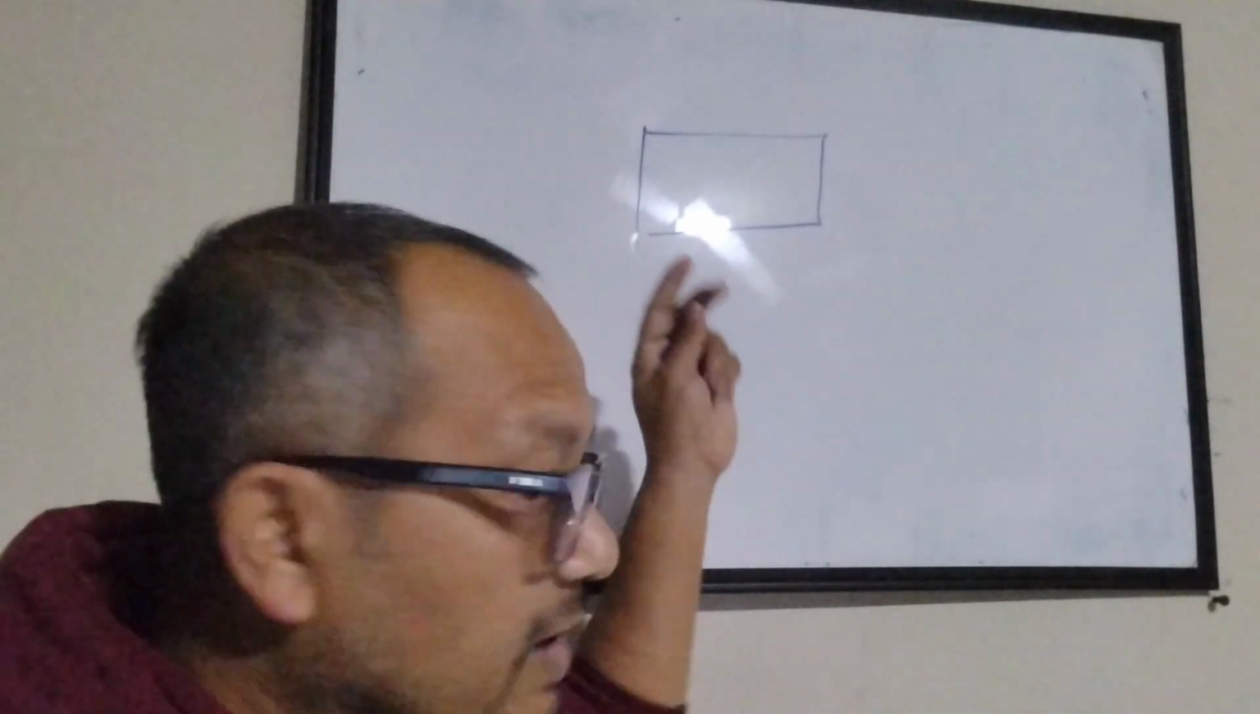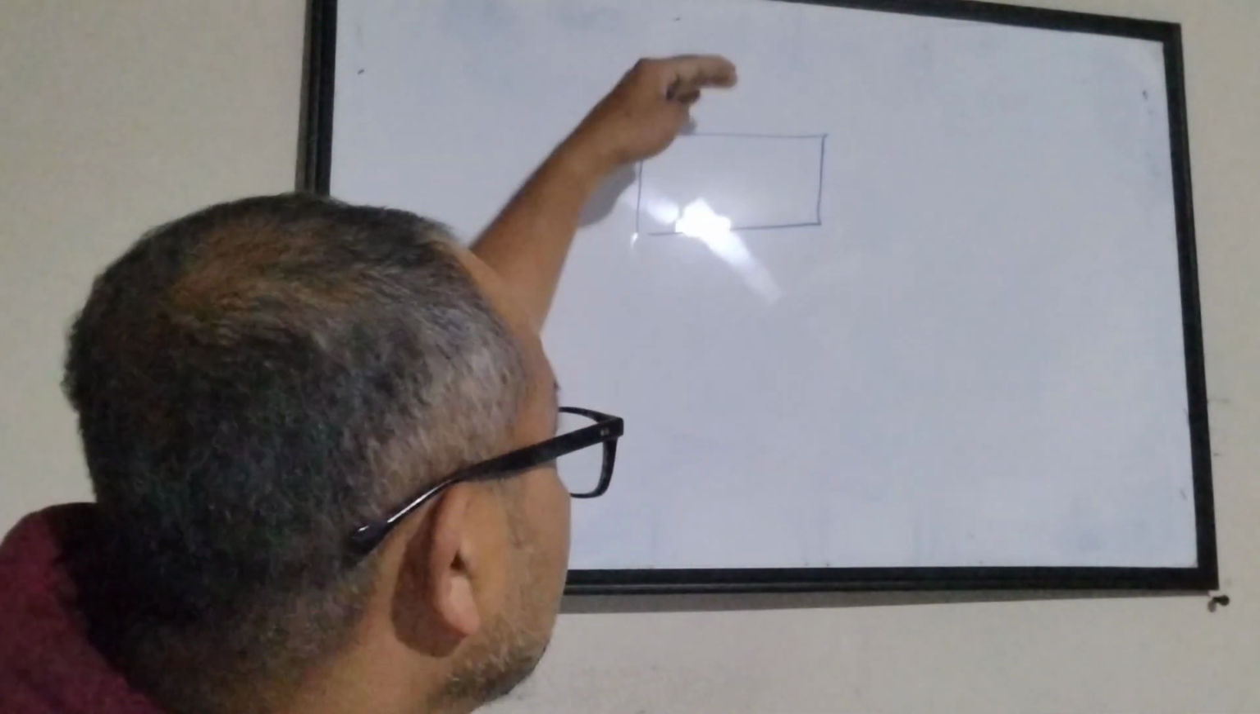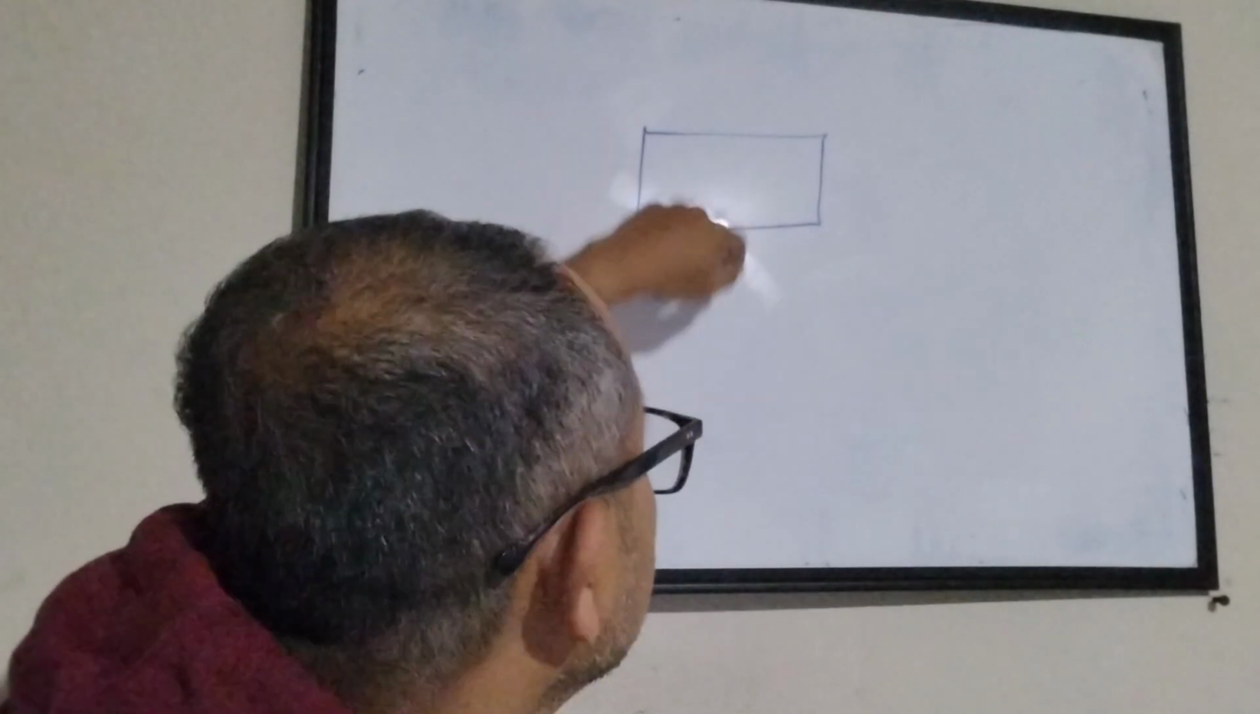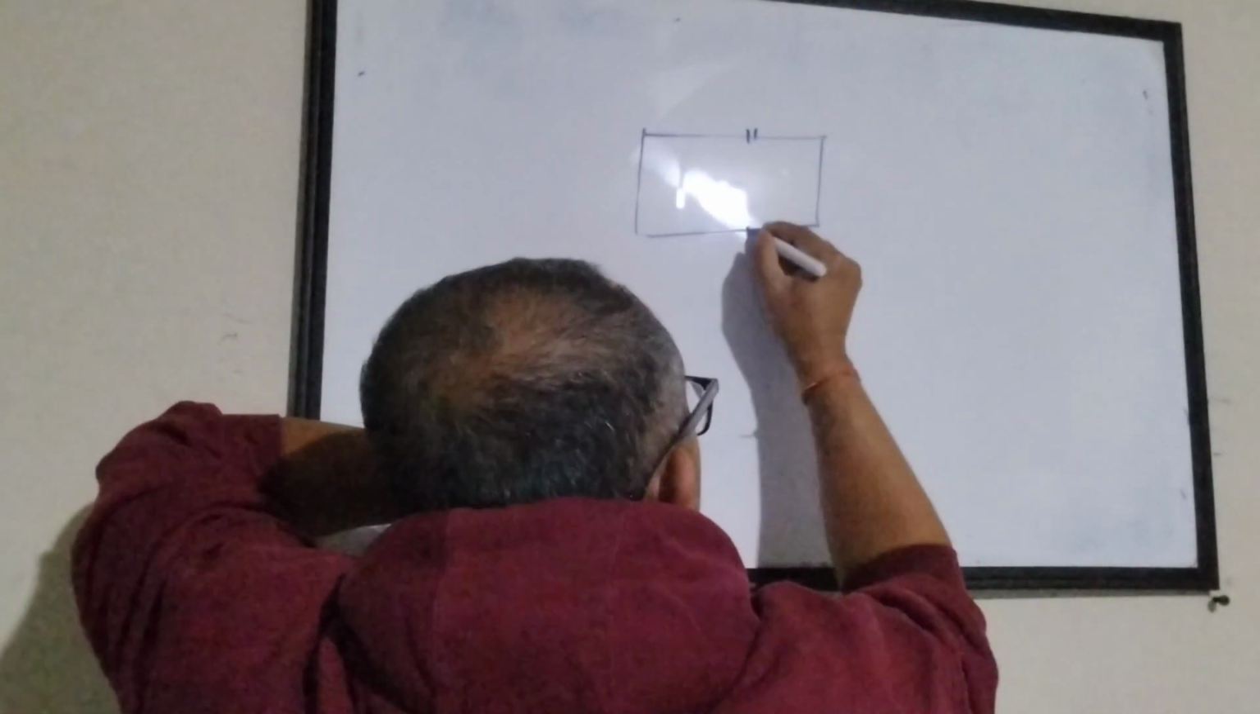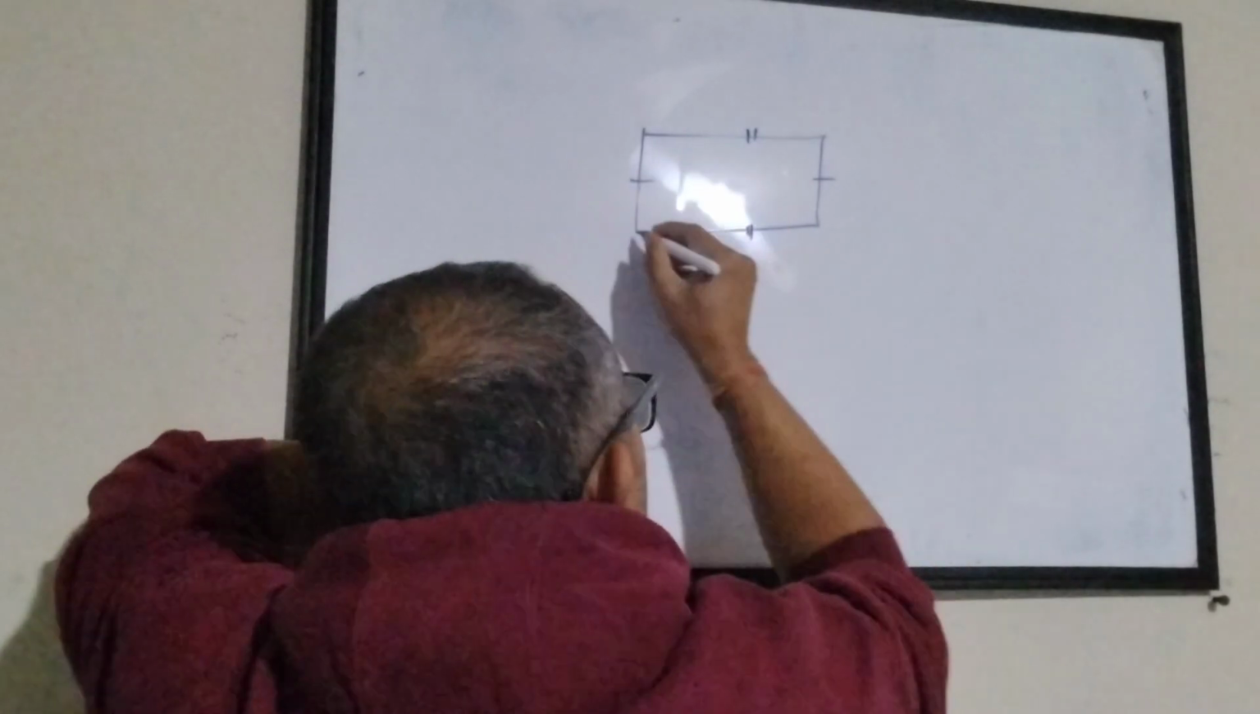We all know a rectangle is nothing but a quadrilateral with opposite sides parallel and equal to each other. So this one is equal to this one is equal to this one.